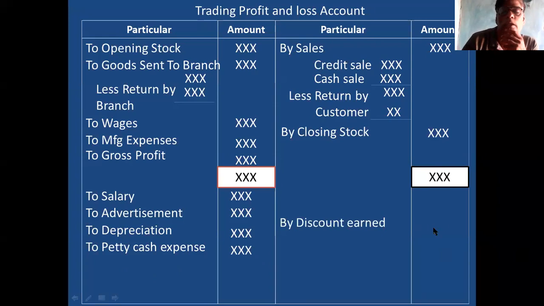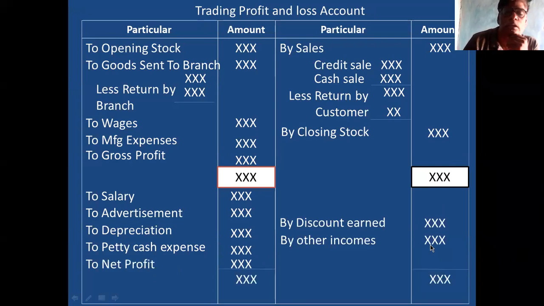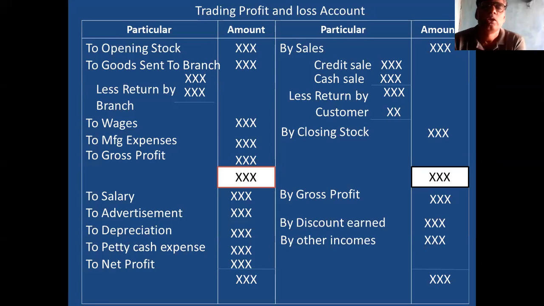Then credit side, you may take the discount earned. Then other incomes if there are. Then you close the account and the balance is called as net profit. Any doubt about this trading profit and loss account? What are the points you have to remember regarding this one? You already know the trading profit and loss account.